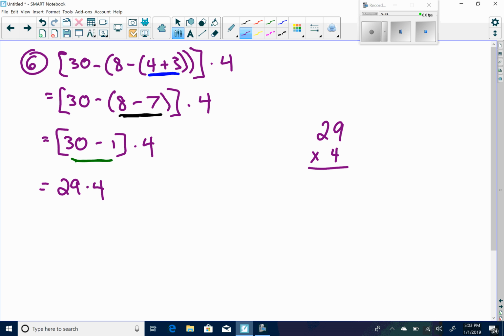4 times 9 will give us 36. Remember, we put the 6 down. We'll carry the 3. 4 times 2 is 8. 8 plus 3 will give us 11. So our final answer here is 116.